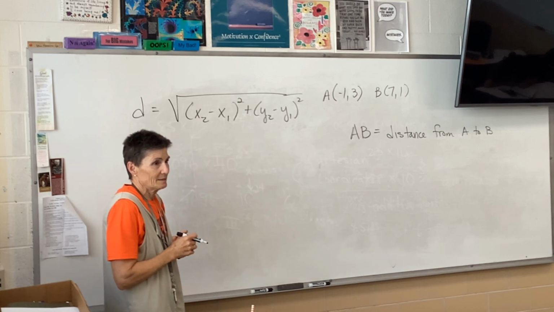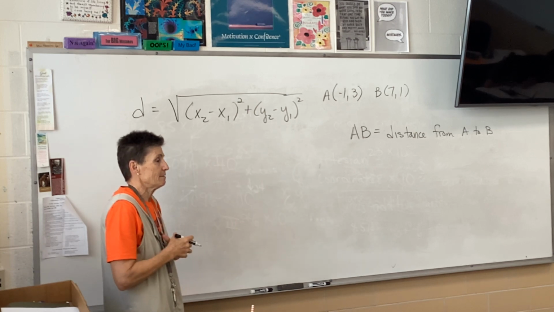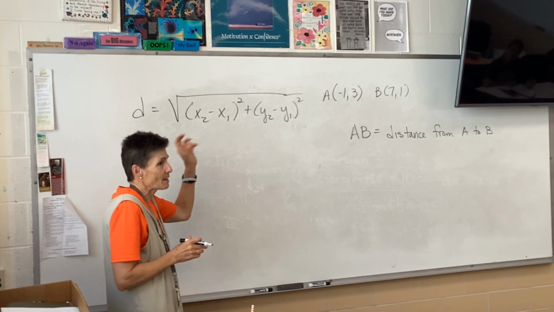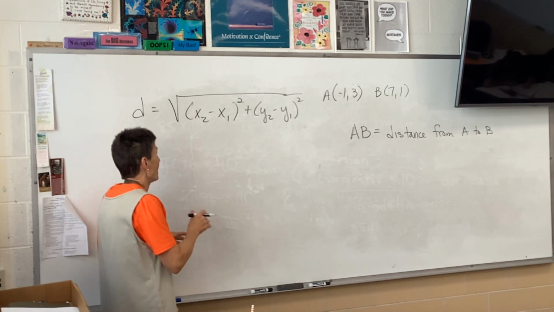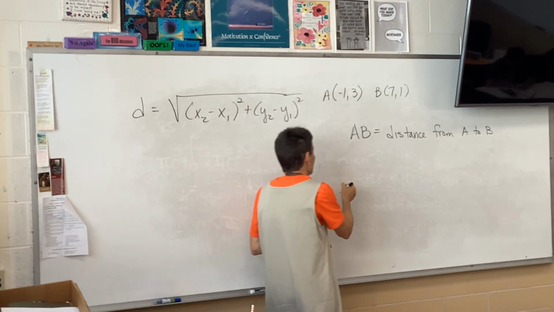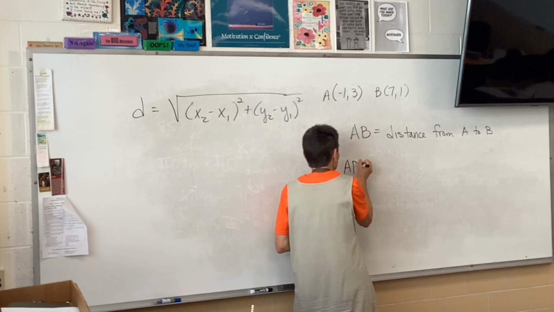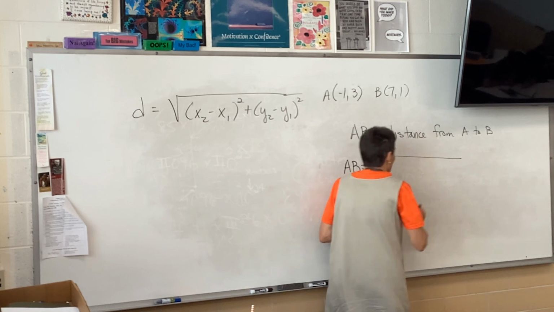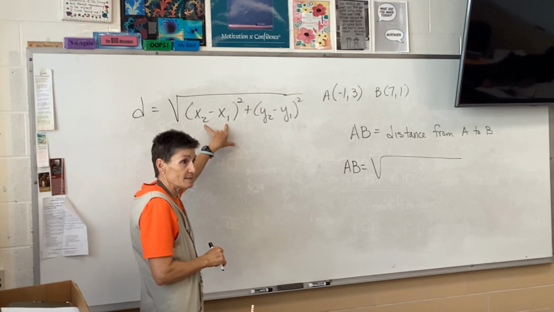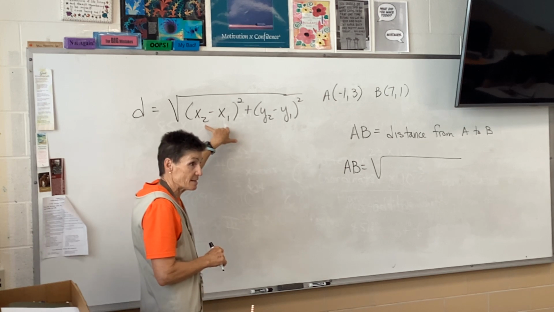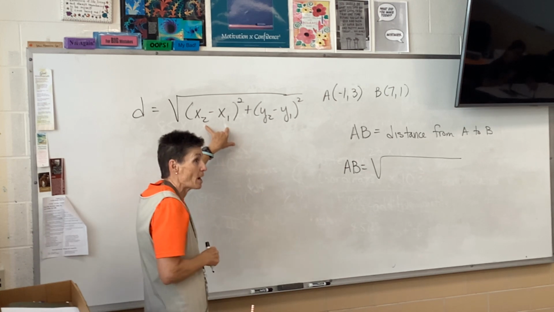So basically, there's a lot of letters up there, a lot of subscripts, a lot of just confusing looking stuff. But basically, what do I need to do? I need to subtract my x's. That's what this says. This says take your x's and subtract them.